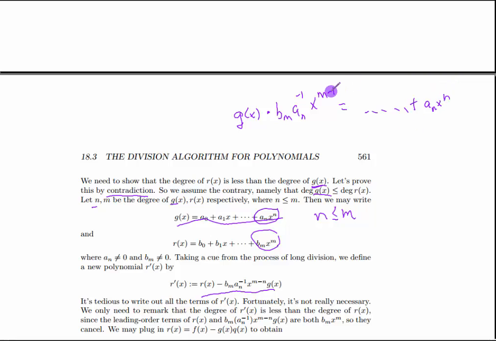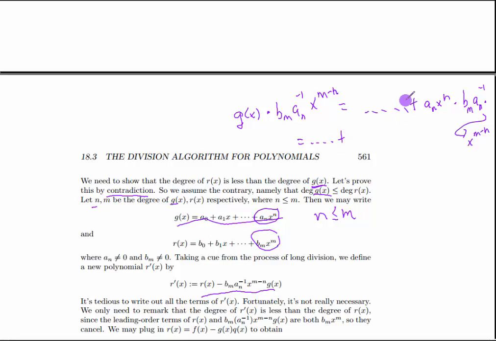And this also is an n. Missed that. It's going to be some polynomial. Largest term is an x to the n times bm an inverse times x to the m minus n. Now, if you multiply this all together, you're going to get some terms.